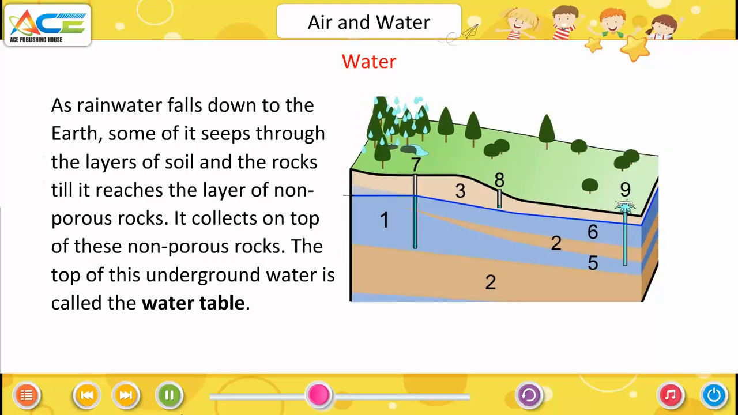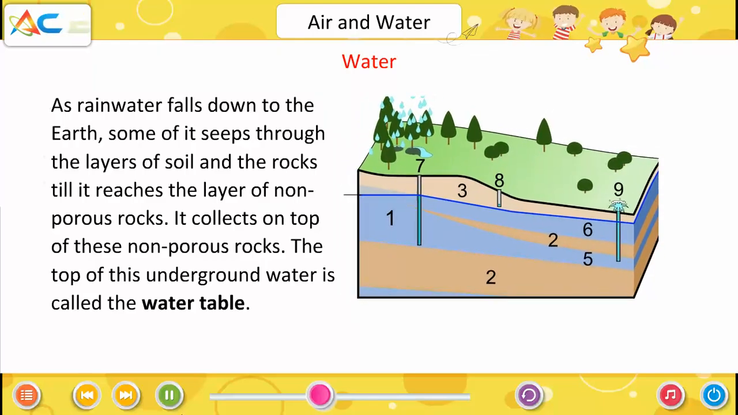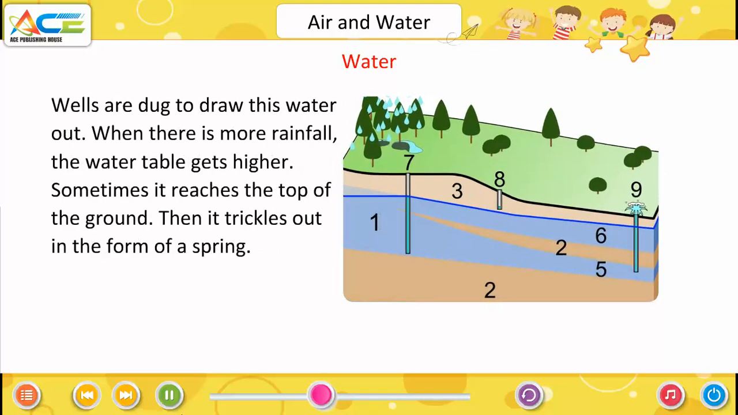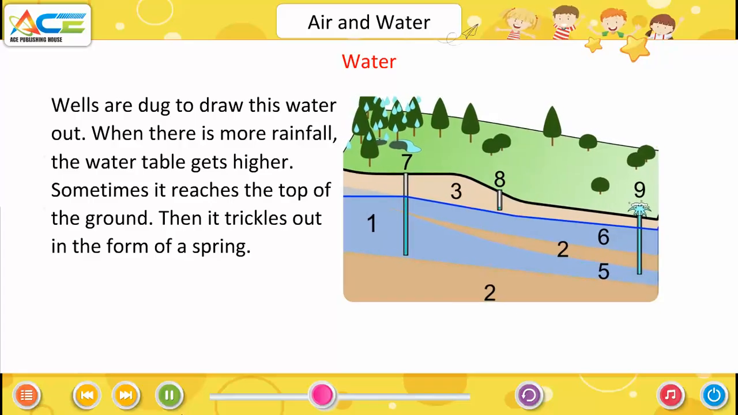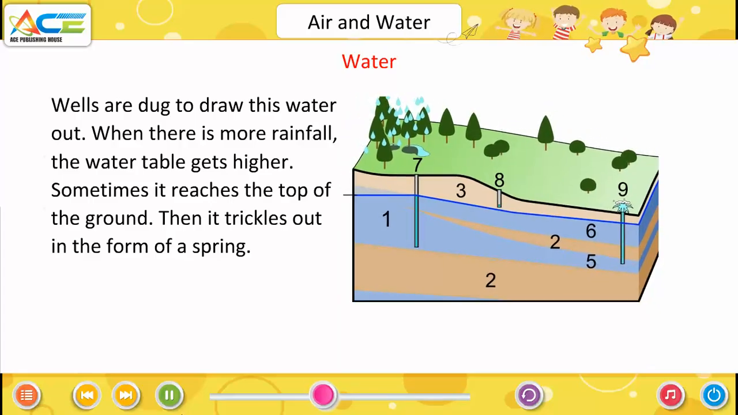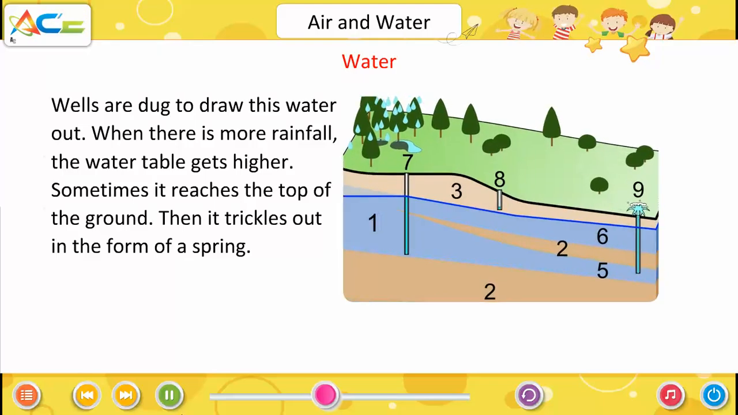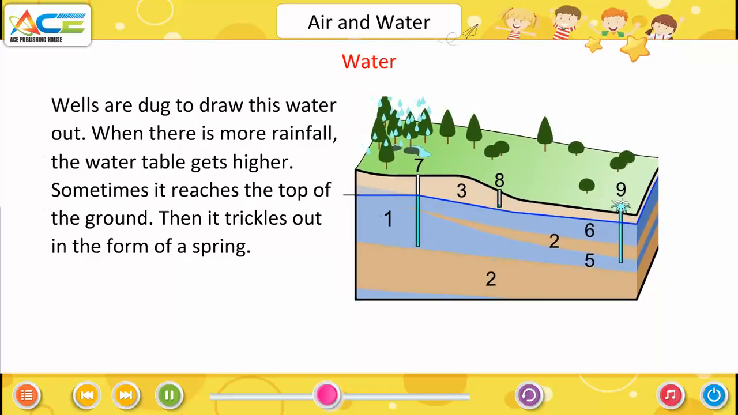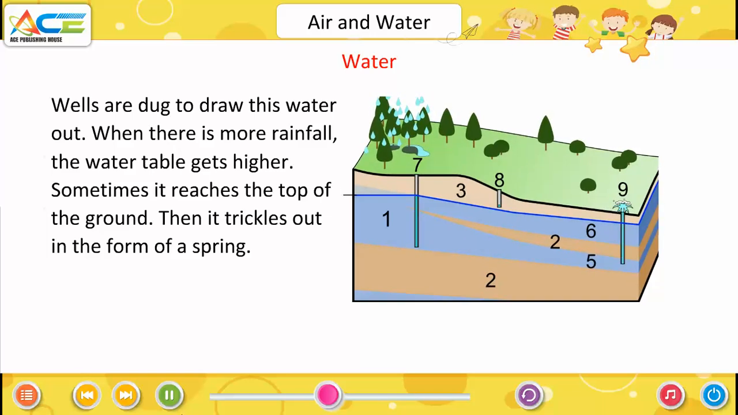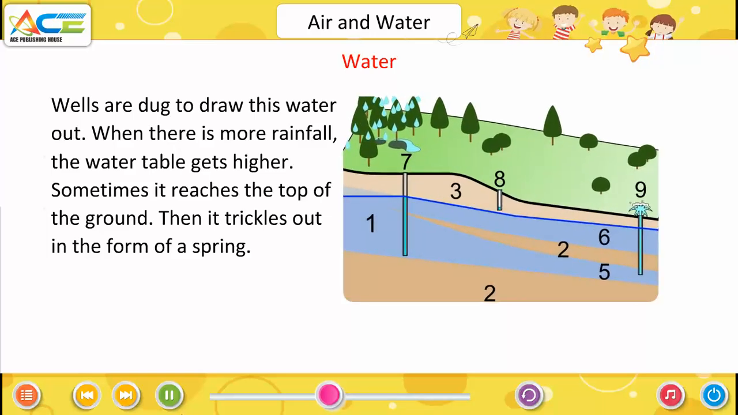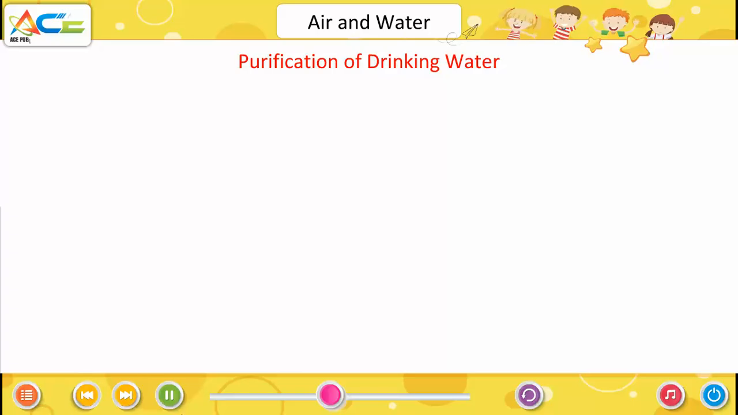The top of this underground water is called the water table. Wells are dug to draw this water out. When there is more rainfall, the water table gets higher. Sometimes it reaches the top of the ground. Then it trickles out in the form of a spring.